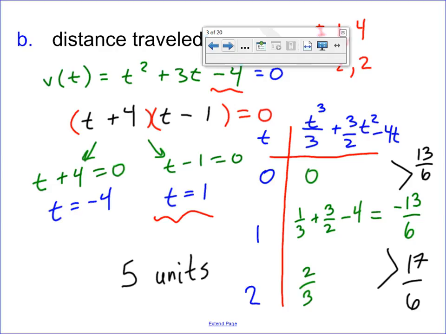Raise your hand if you have that. 5 units? 5 units? Yes! That's great news.